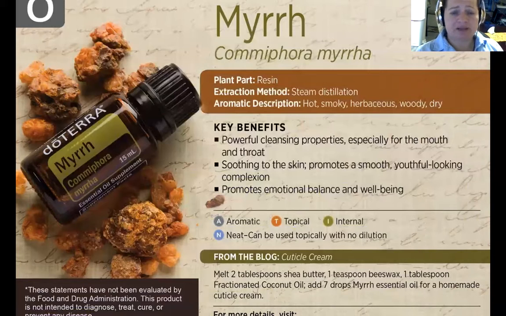It is in our anti-aging blend Immortelle. You can use it on the umbilical cord to help seal tissue and protect systems in the body. It has powerful cleansing properties for the mouth and throat. It's very soothing for the skin. And you can use it as an effective mouth rinse if you would like to. You can definitely diffuse it to reduce tension. And it generally promotes emotional balance and well-being.